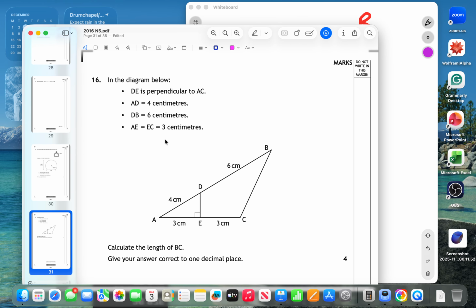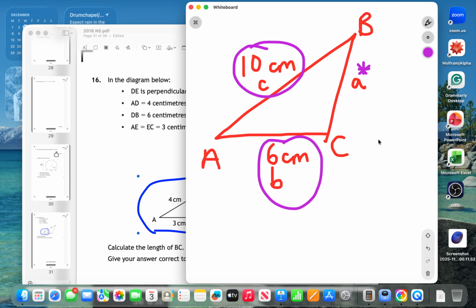And you're thinking to yourself, what do I do now? But have a look at ADE. Have a look at this. Because this is right angled and we can calculate an angle which can help us in solving this to find A.